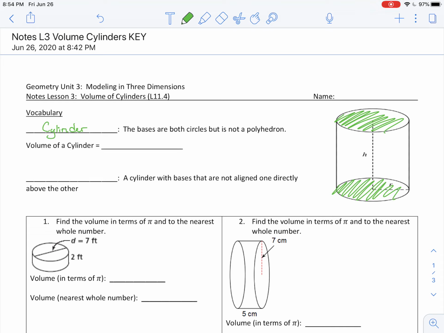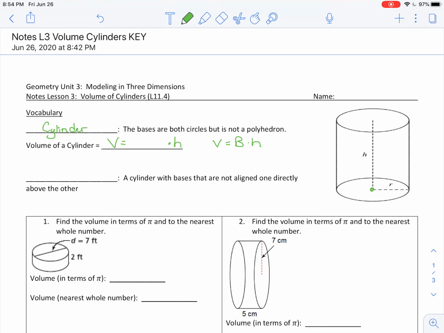But because it's technically a prism, we can still use the formula for the prism. So remember, the formula for the prism was the area of the base times the height. We're still going to use that. So I'm still going to use something times the height, but I can just be more specific now because the area of the base is going to be using this circle with an r. R is the radius. So pi r squared is the formula for the area of a circle.